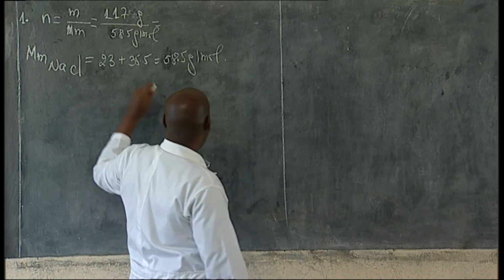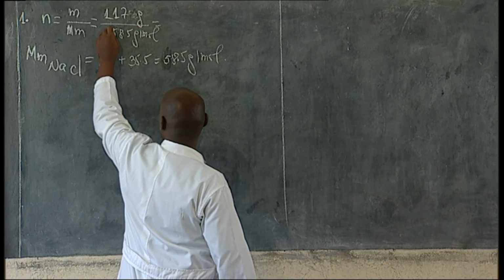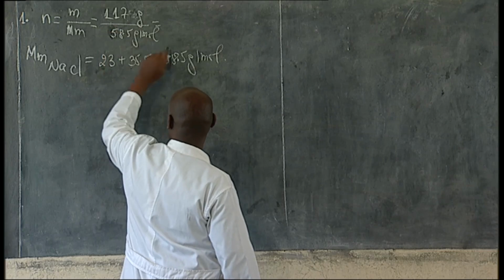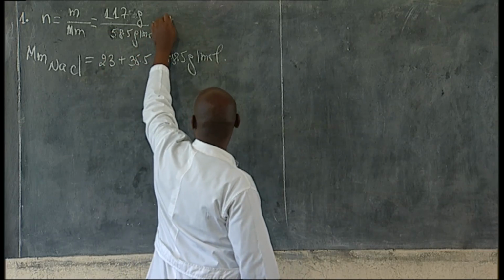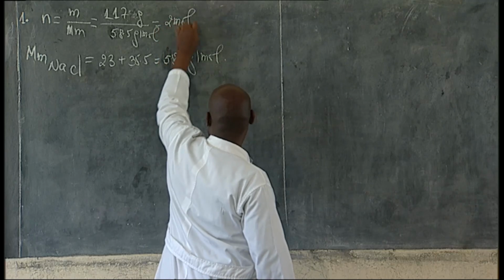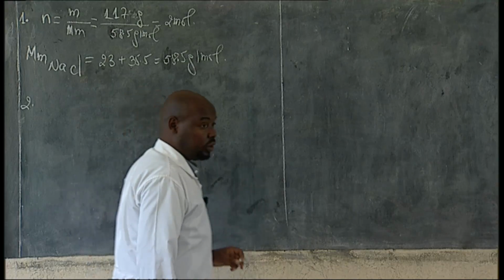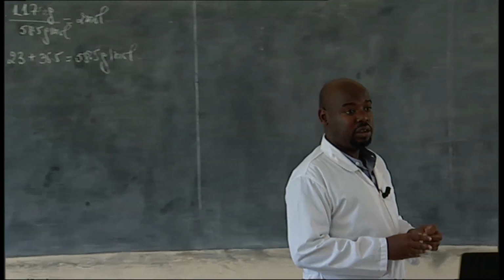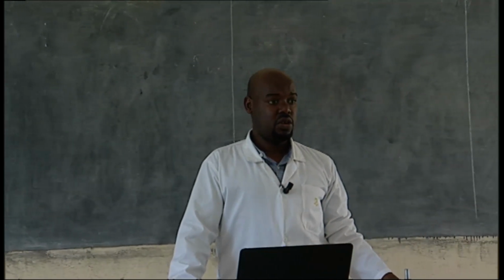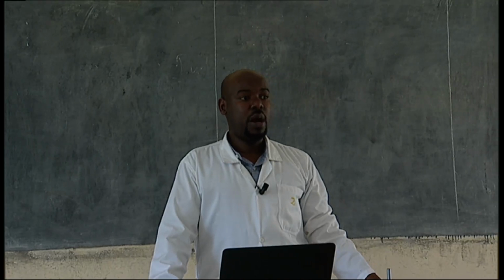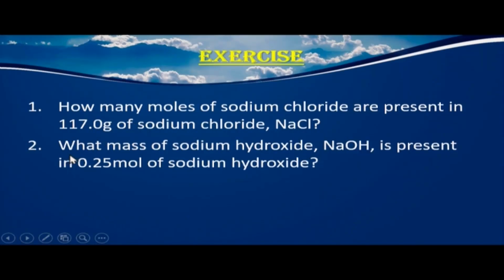117 and 58.5. You can see this will be 2 moles. Okay? So that is how we get the number of moles. Molar mass is needed, and the mass is also needed. And we use the formula mass over molar mass.